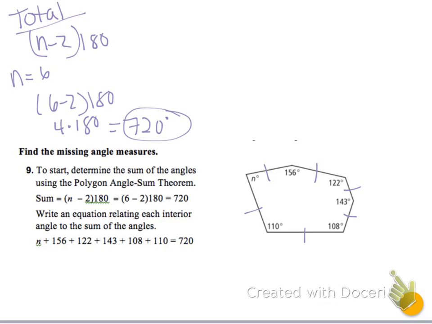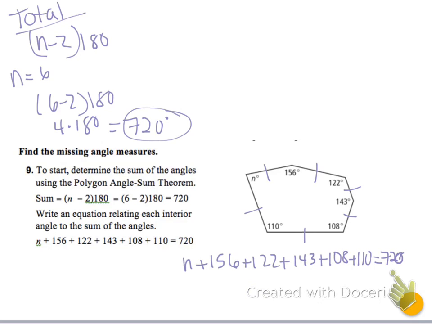Problem is I already have all of them but one. So I need to take all of them and take that out of that 720. If I want to write an equation about this, I could do n plus 156 plus 122 plus 143 plus 108 plus 110, and the total should be 720. I can't write it in because it's on the edge of my board here. So if I add all those and take it away from 720, I'll get that one angle that I want left.